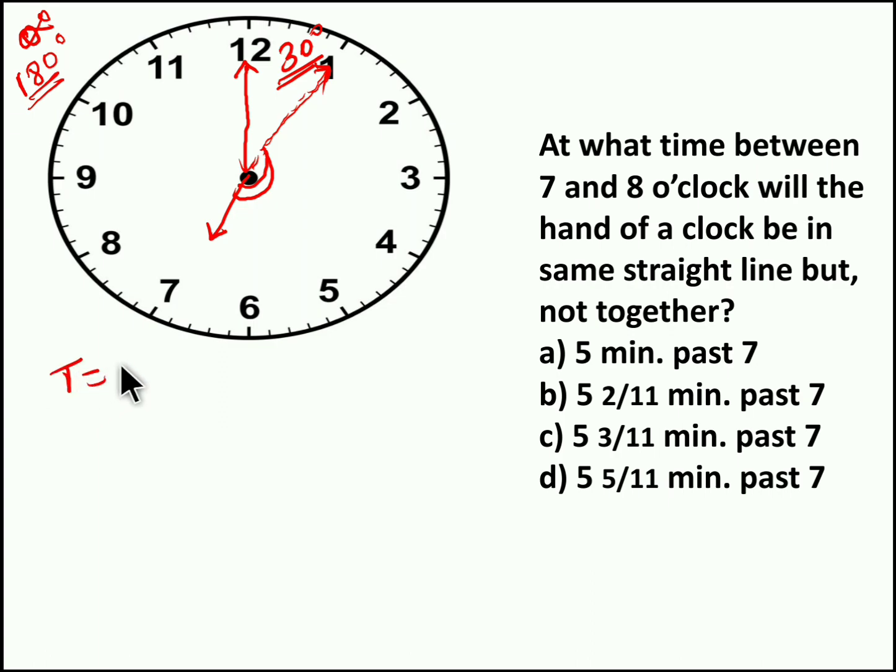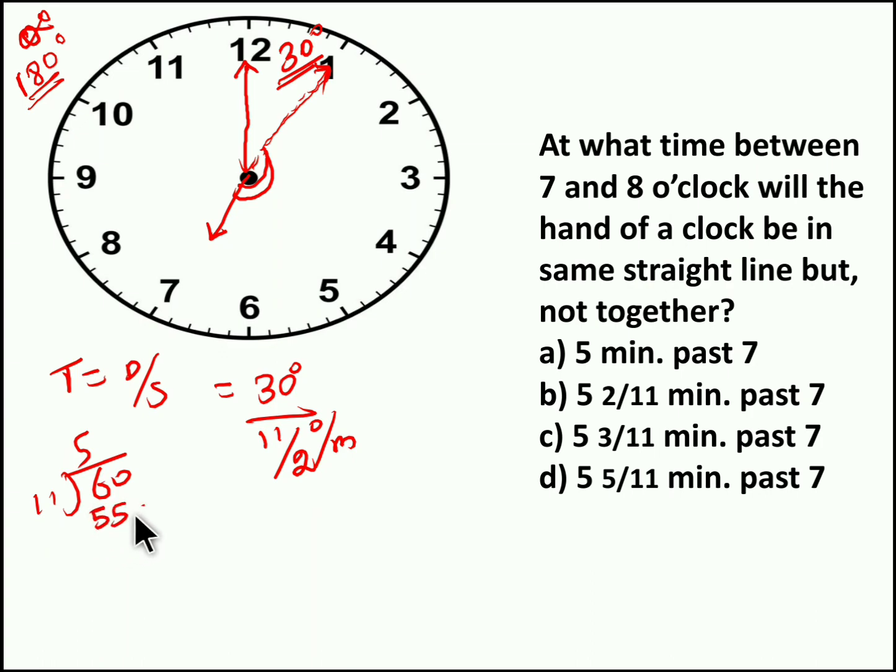Time is distance by speed. And we know the distance to be covered is 30 degrees. During this 30 degrees, both the needles will move. So relative speed is 11 by 2 degree per minute. When we solve this, we get 60 by 11. So 5 times 11 is 55, remainder we have a 5. So when you reorder it, you will get 5 and 5 by 11 minutes.